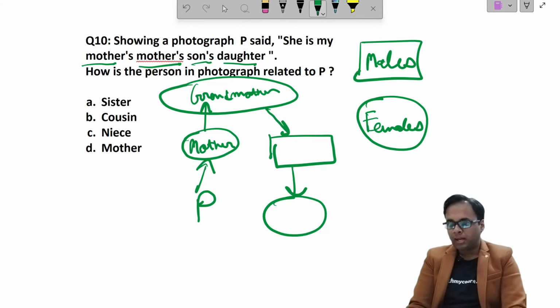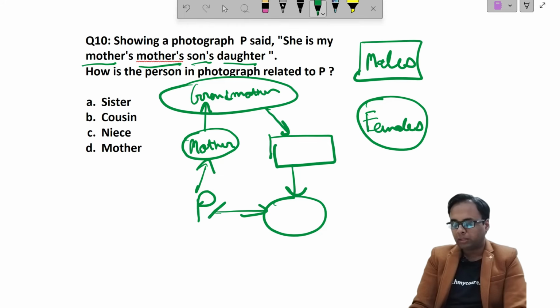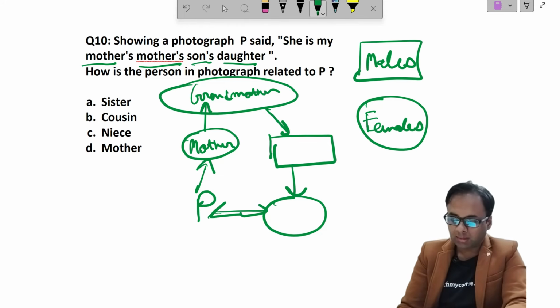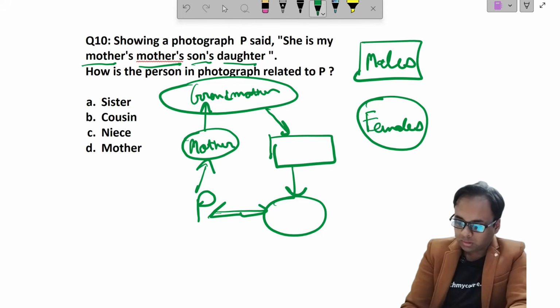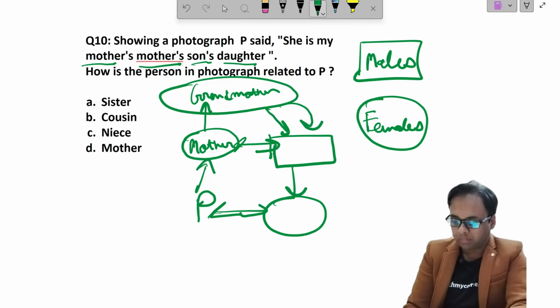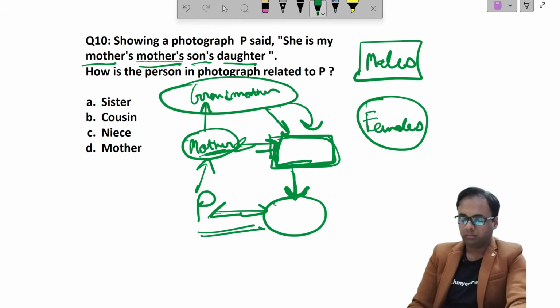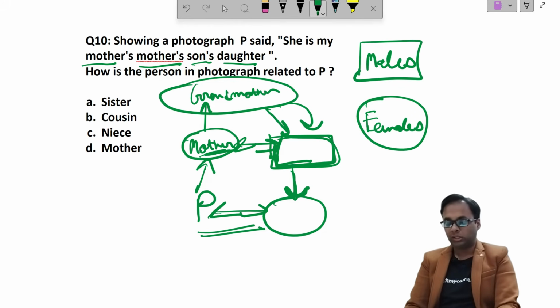Okay, now P and this circle come at the same level. They are at the peer level or the sibling level. Okay, and since it is saying that she is my mother's son's daughter, this is the son of this grandmother. So this P's mother and this rectangle should be brother and sister. And she is this rectangle's daughter, and they are at the same level, so they must be cousins. They cannot be brother or sister, they are cousins.